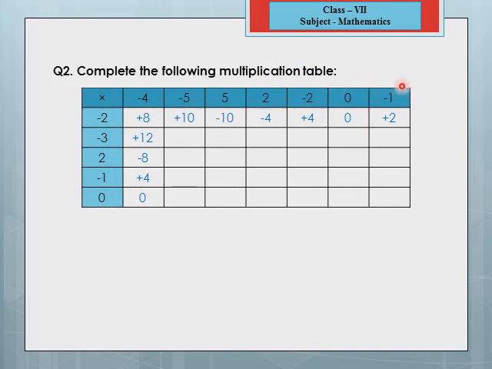Minus 2 into minus 1 plus 2. Then minus 2 into minus 4 will give you plus 8. Minus 3 into minus 4 will give you plus 12. 2 into minus 4 minus 8. Minus 1 into minus 4 plus 4. 0 into minus 4 is 0. See the pattern and complete the rest of the table by yourself.